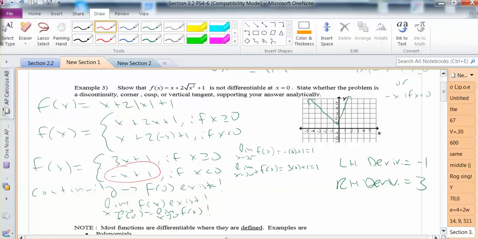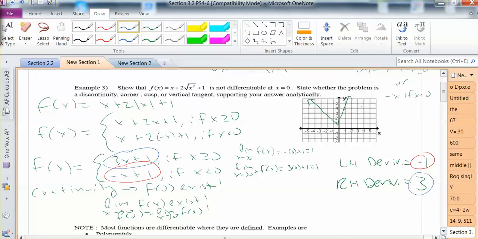That right there is responsible for the left side of 0, and that is a linear function with a slope of -1. That's why our left-hand derivative was -1. But in blue, we have the function 3x plus 1. That's a linear function, so that slope is 3. So we can say that the slope of the tangent on the right-hand derivative is going to be 3.